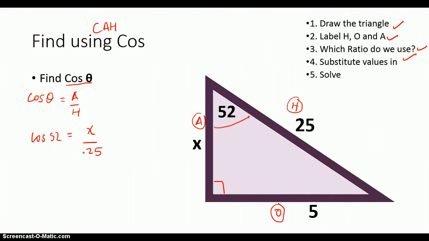So how do we solve for this question? X is being divided by 25. So the opposite to get this over to the other side will be times 25. So what we end up getting is 25 times cos 52 equals x. And the value you should get for that is 15. X is equal to 15.39.